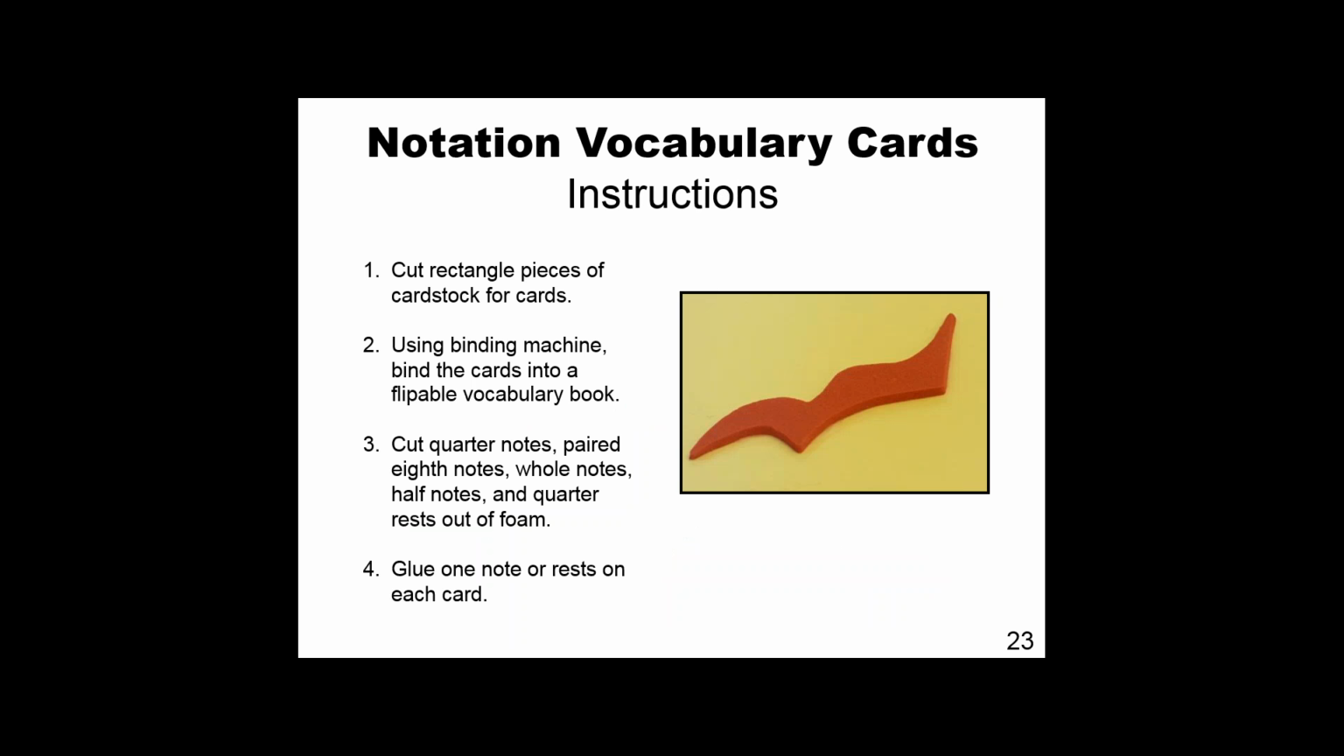Now I think I actually might have laminated these so that they were more durable, and then I glued the notes on top of that. And then I used the binding machine, and I went ahead and already just put the cards ready and had it bound at the top. After I made the actual book, that's when I put in those cut out quarter notes, maybe paired eighth notes, whole notes, half notes, quarter rests out of the foam. And then I would glue one note or rest on each card. And I think foam comes sticky now, so you could do that too as well.